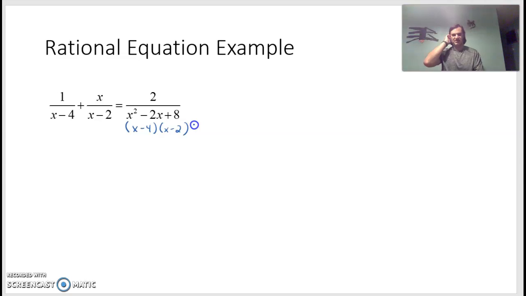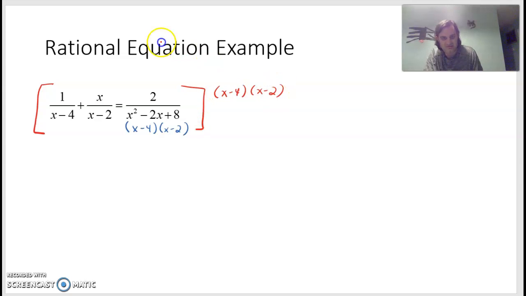So I'm going to multiply through by something that will cancel the denominators out, but I don't want to multiply by too much. If I can factor something and figure out that I'm already using those factors, I won't make my problem more complicated than it needs to be. So in this case, I'm going to multiply the entire thing by x minus 4 times x minus 2, because I have a denominator of x minus 4 and a separate denominator of x minus 2, and this will allow them to all go away.